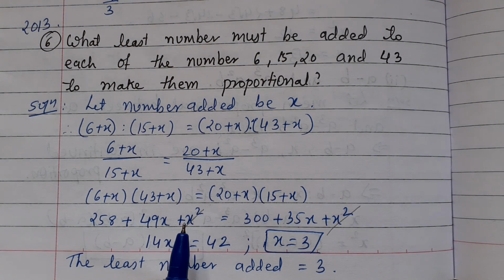x square cancel each other. 49 minus 35, 14x equal to 300 minus 258, 42. 14x equal to 42. x is equal to 3. The least number added equal to 3.